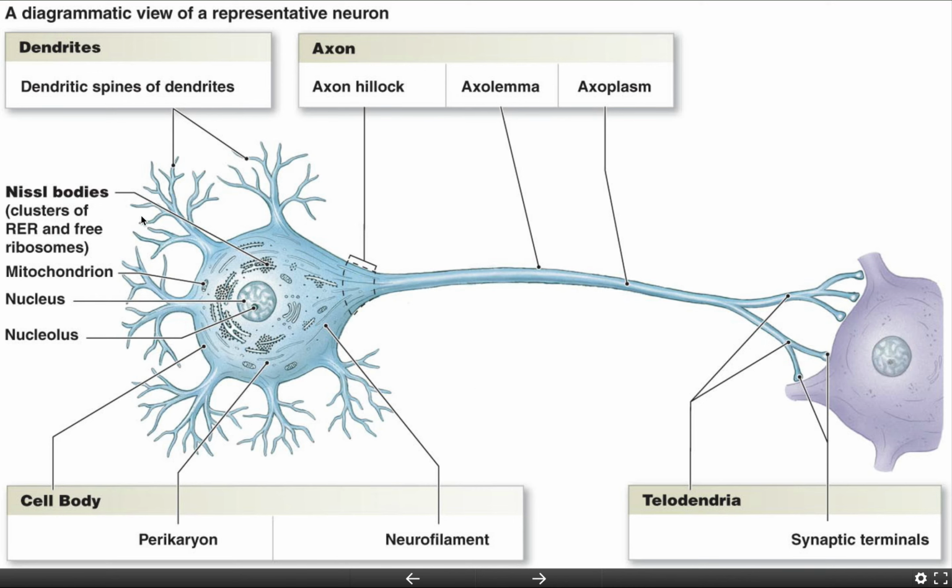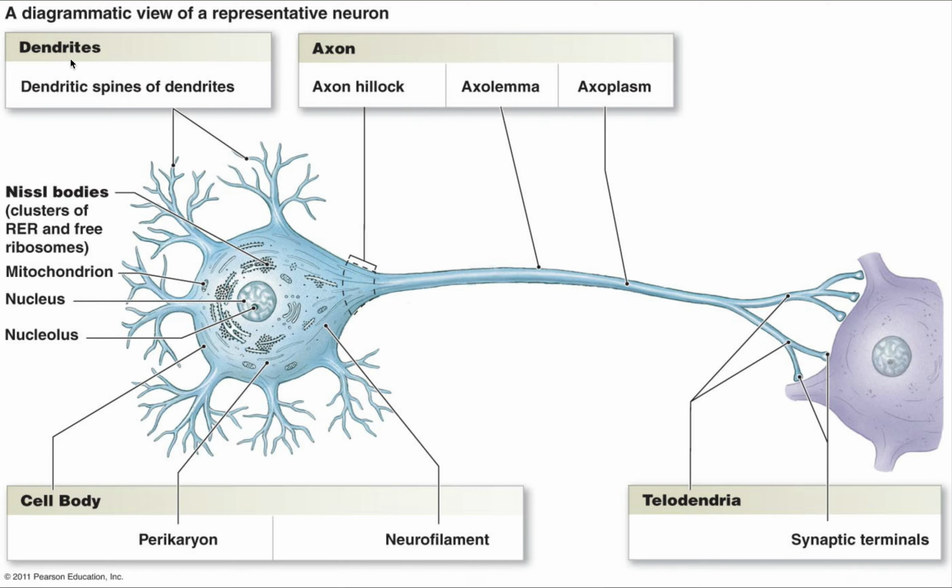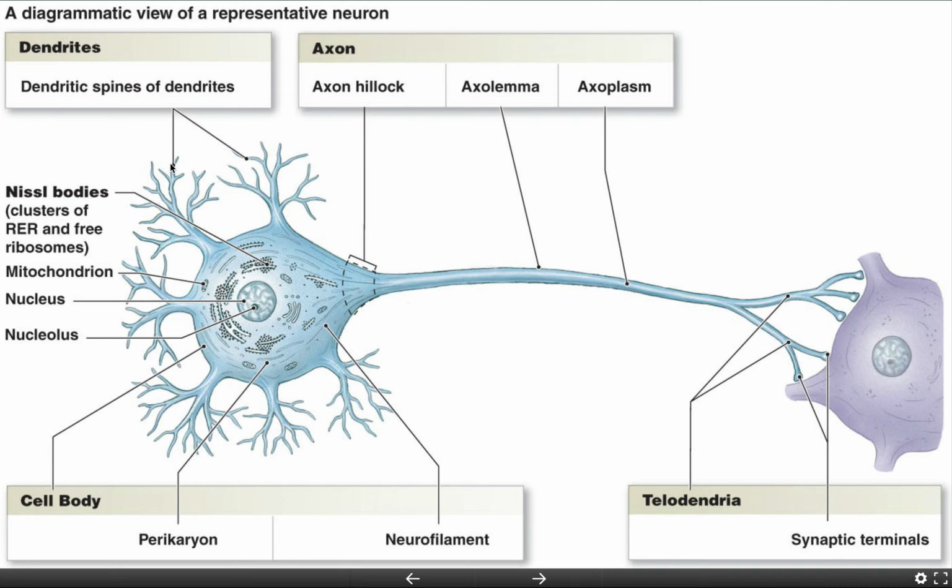So these things out here are called dendrites. These are the highly branched processes that receive input from other neurons. They sort of look like trees with all their branches. Then we have the cell body. This contains most of the organelles, and this is where integration happens.